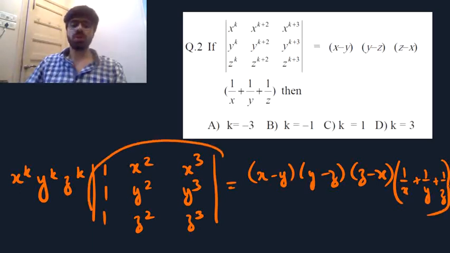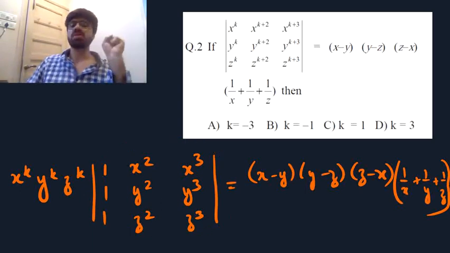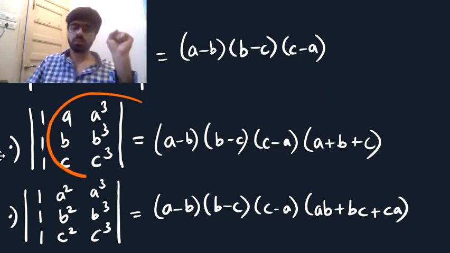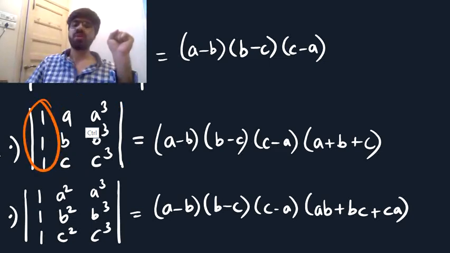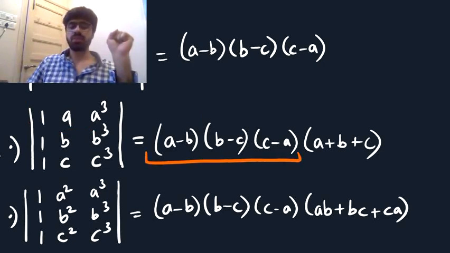Now for this particular determinant, you should know the expansion value, and basically you need to memorize the expansions of these three determinants. If the determinant is of the type 1, a and a square, the expansion will only contain a minus b, b minus c and c minus a. But if the terms are of the type 1, a and a cube, the expansion will definitely contain these three terms, but it will also contain a plus b plus c along with it.